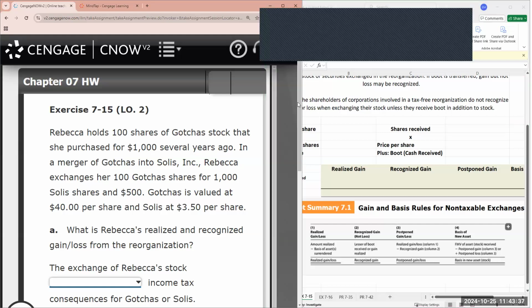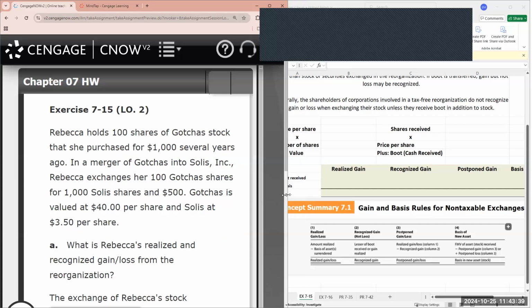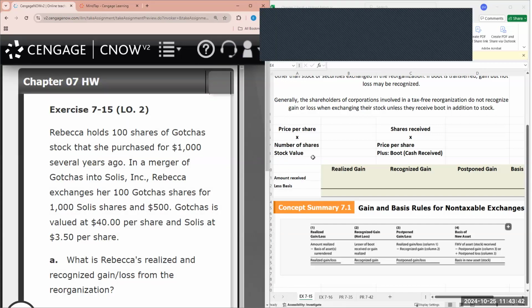So we see Rebecca holds 100 shares of Gotcha stock that she purchased for $1,000 several years ago. In a merger of Gotcha into Solus, Rebecca exchanges her 100 Gotcha shares for 1,000 Solus shares and $500. So she received stock in addition to $1,000. Gotcha is valued at $40 per share and Solus at $3.50 per share.